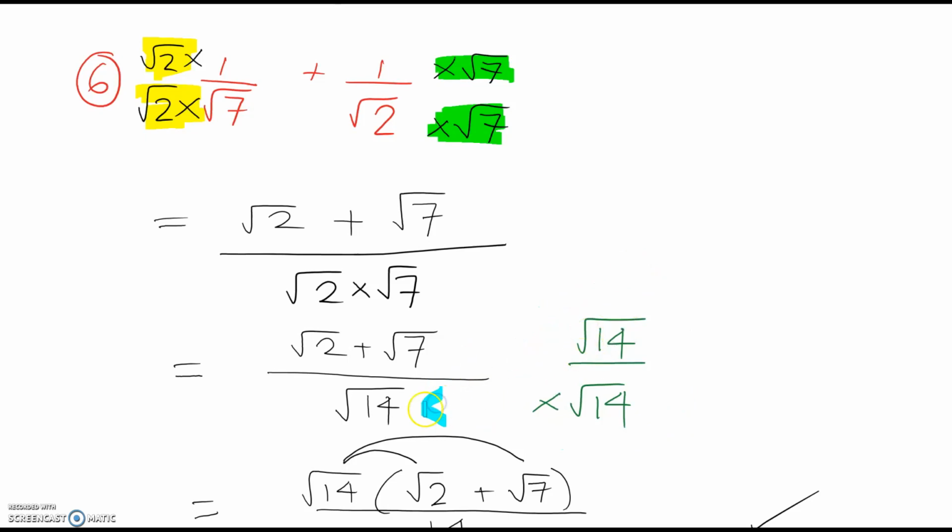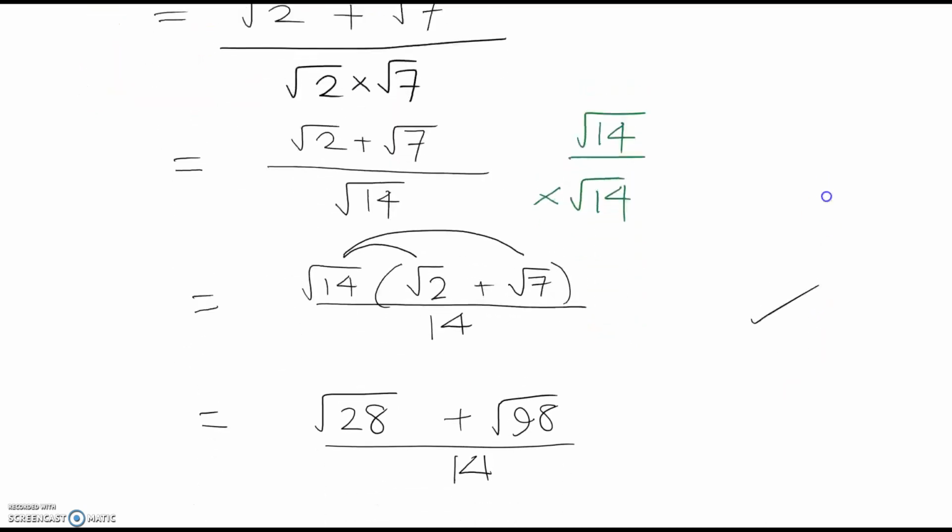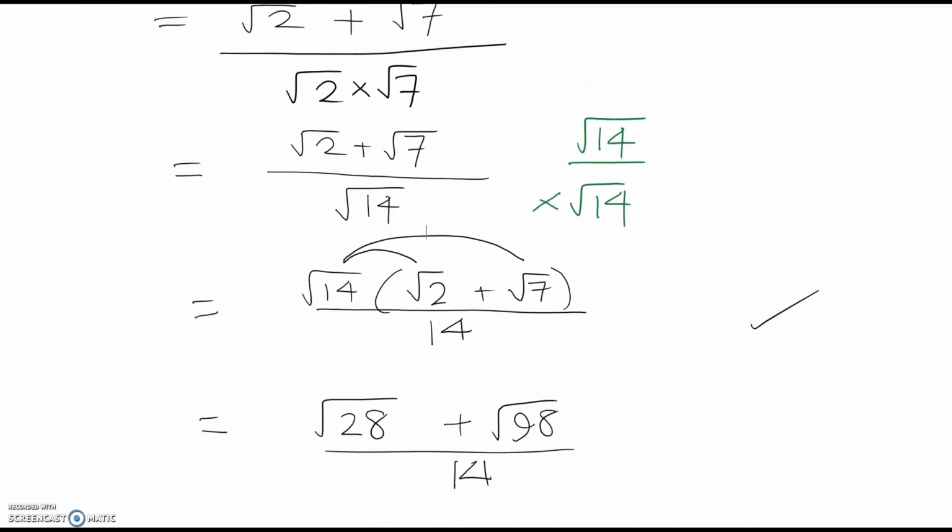And let me just move this up. So that gives me on the top root 14 outside of root 2 plus root 7. And on the bottom, this root 14 times this root 14 gives me 14. Now I could stop there, which is why I've given it a big tick. But you can keep going.